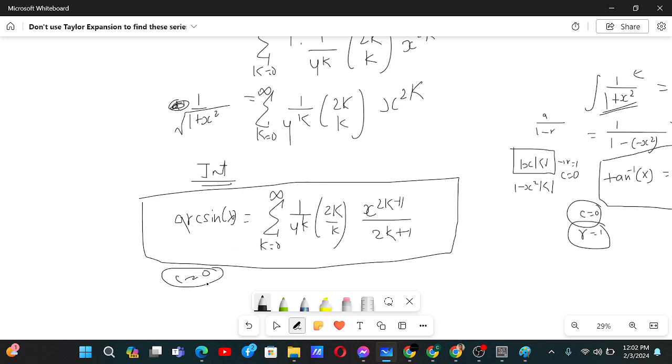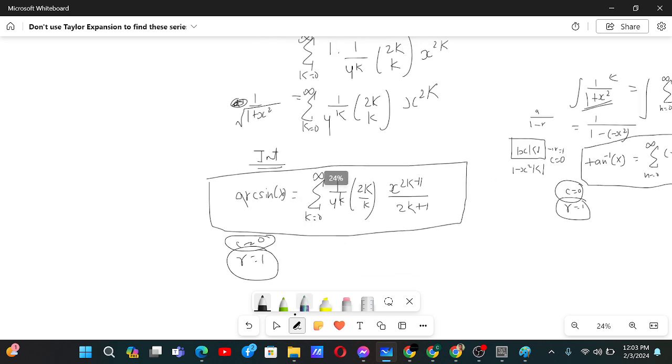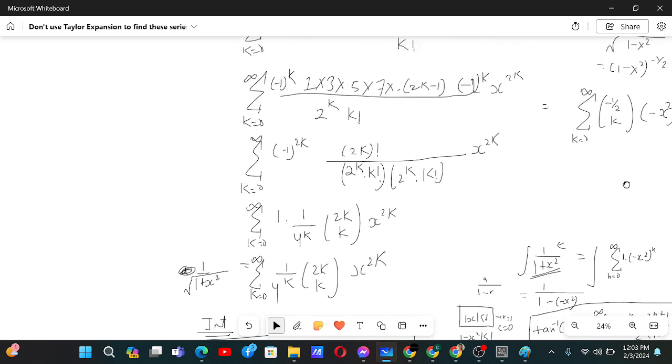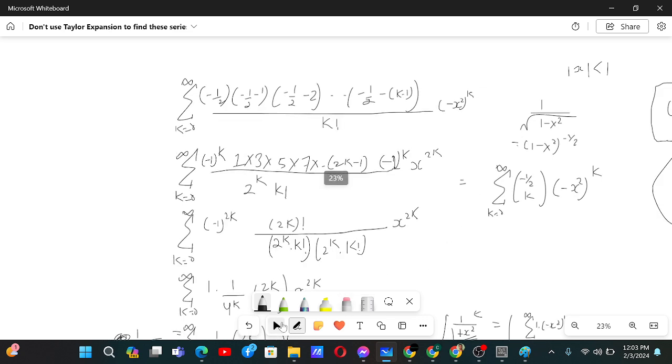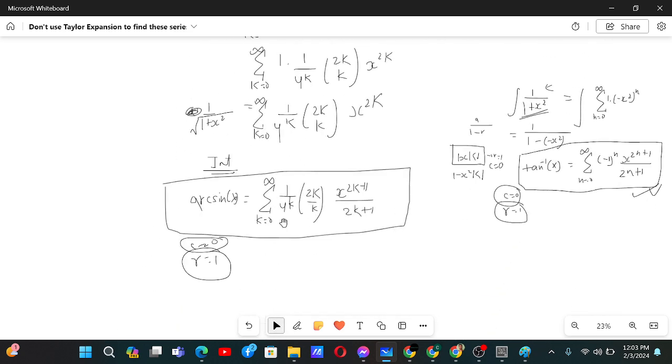And the next thing is, the radius will just be 1, as in the earlier expansion. Since the binomial expansion formula for fractional powers is convergent for modulus of x less than 1, that will be carried on to the new series as well. So this was for arc sin x.